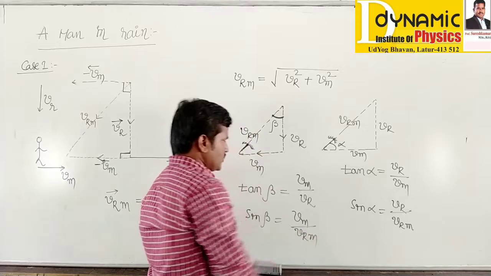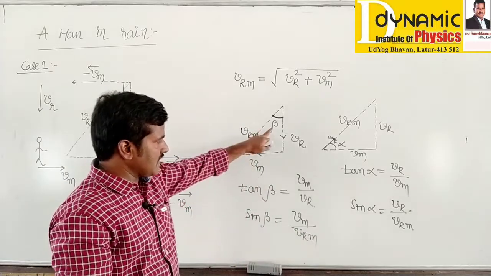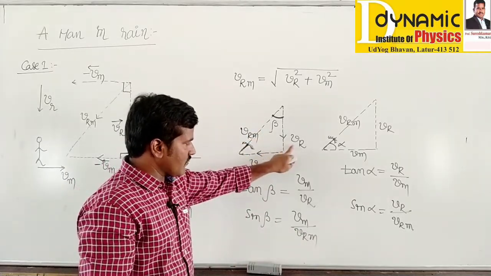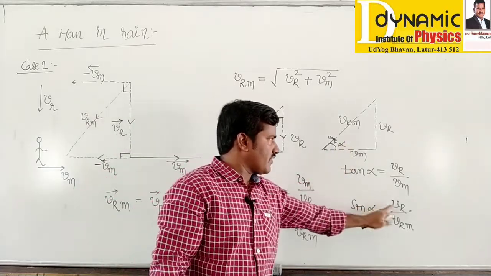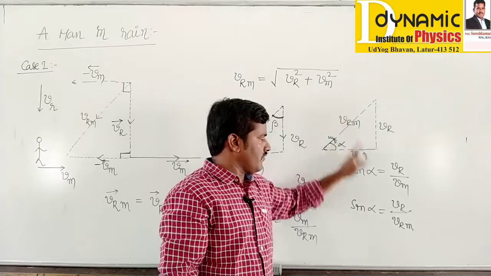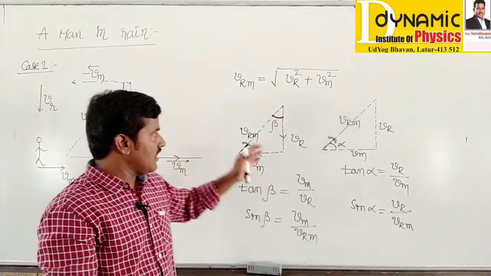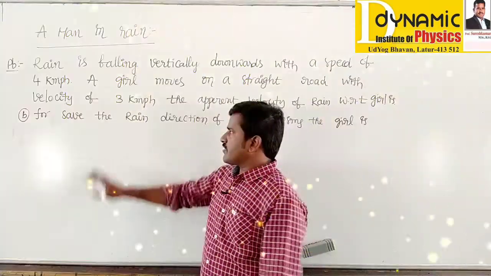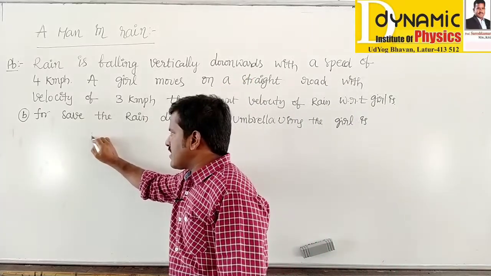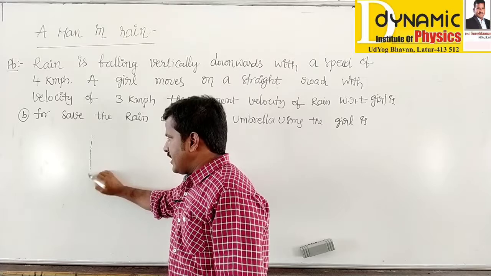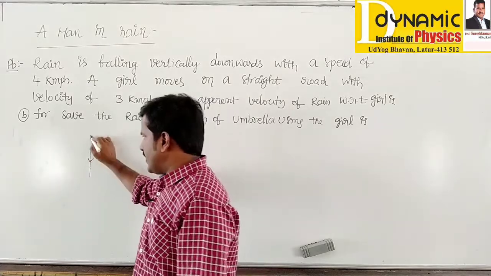Using the cos function, cos beta is written as Vr upon Vrm, and sin alpha is written as Vm upon Vrm. So this is the position of the umbrella. In this problem, rain falls vertically down. That means it is case 1 related, a rainfall vertically downward.